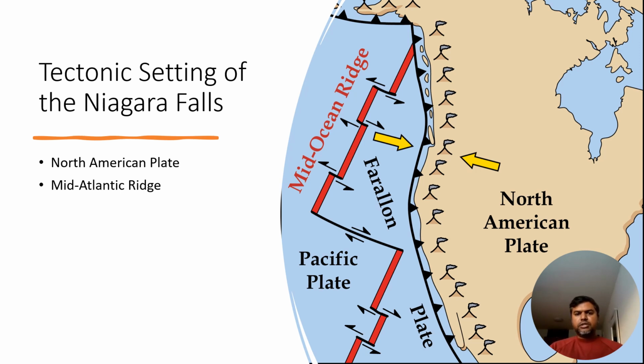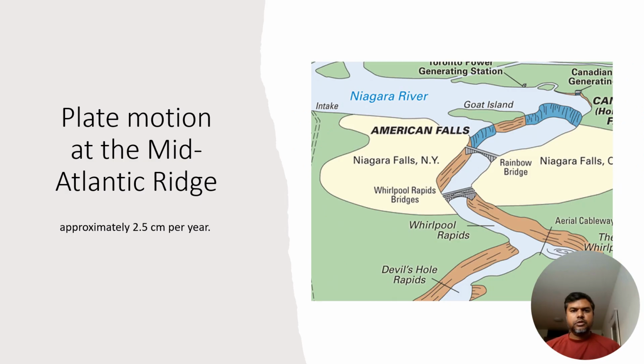The forces present at this boundary are tensional forces, which pull the plates apart. Normal faults, where the hanging wall block moves down relative to the footwall block, are most common at divergent boundaries. The rate of relative plate motion at the Mid-Atlantic Ridge is approximately 2.5 cm per year. This is relatively slow in terms of tectonic plate movement.